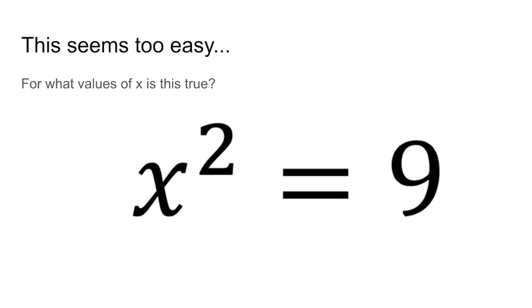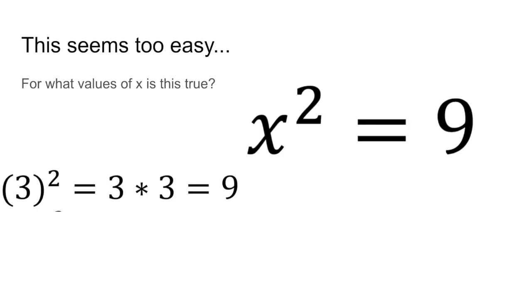x squared equals 9. Easy, right? If you got an answer of 3, then you're right. But you're also not right. Because although you're right that 3 squared, meaning 3 times 3, equals 9, that's not the full story. There's another solution that also works. Did you find it? Here it is.